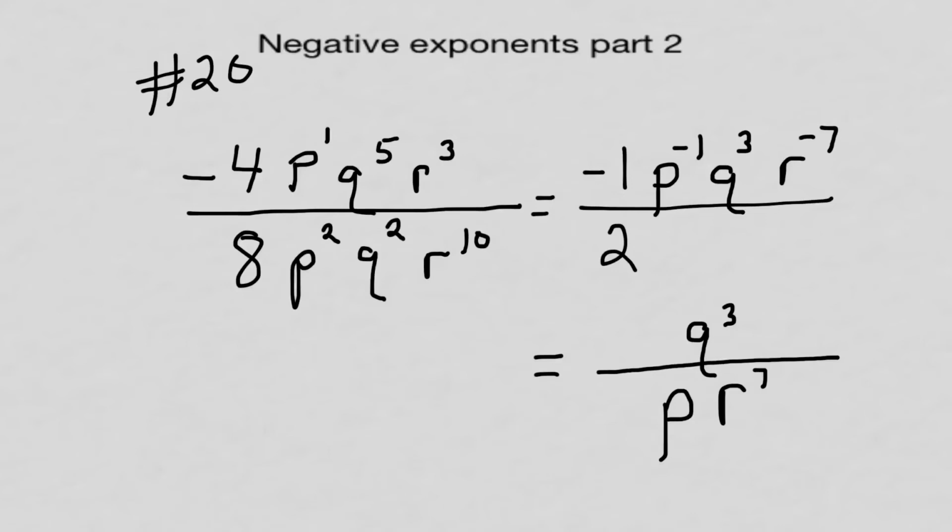Negative 1, we could put negative 1 in front of the Q cubed, but all we need to do is put a negative sign. That's the same as negative 1. And finally, bring down the 2. That's your final answer, negative q cubed over 2pr7.